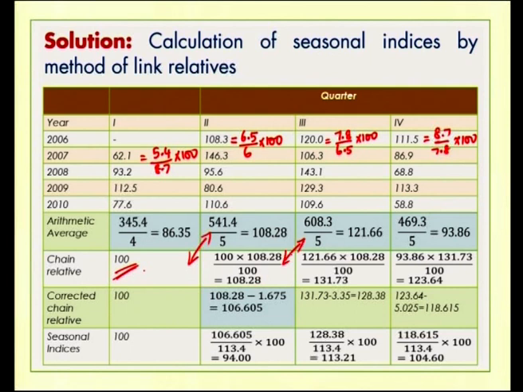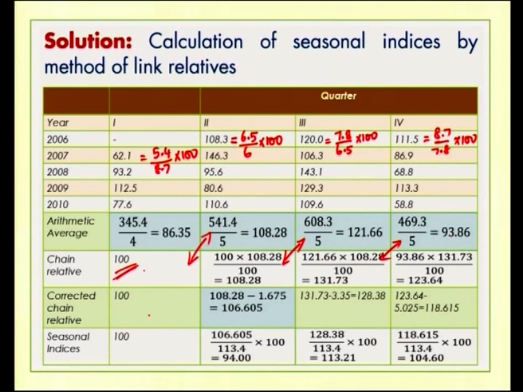Then just put the arrow mark like this: the previous quarter and the arithmetic average divided by 100. So, 108.28 into 121.66 by 100, which is 131.73. Similarly, the next value is 131.73 into 93.86 by 100.